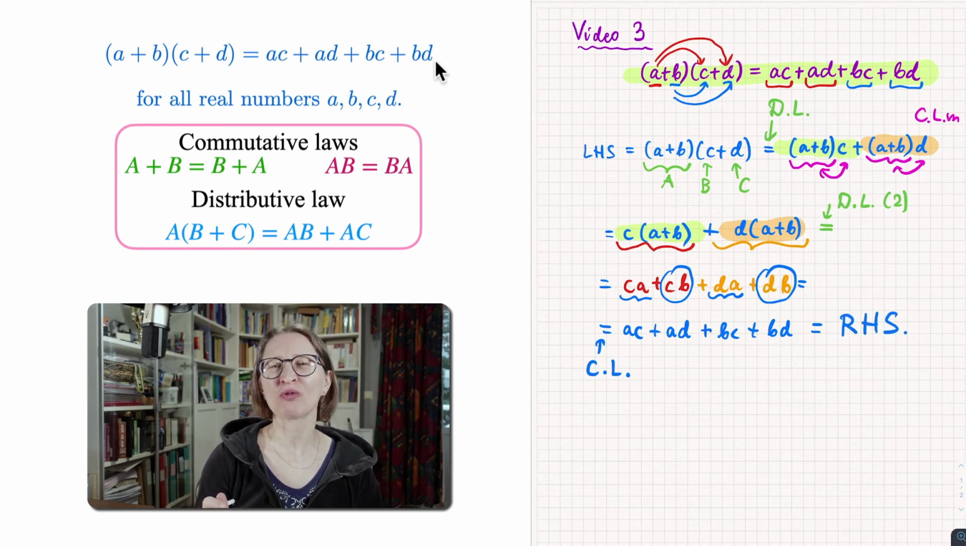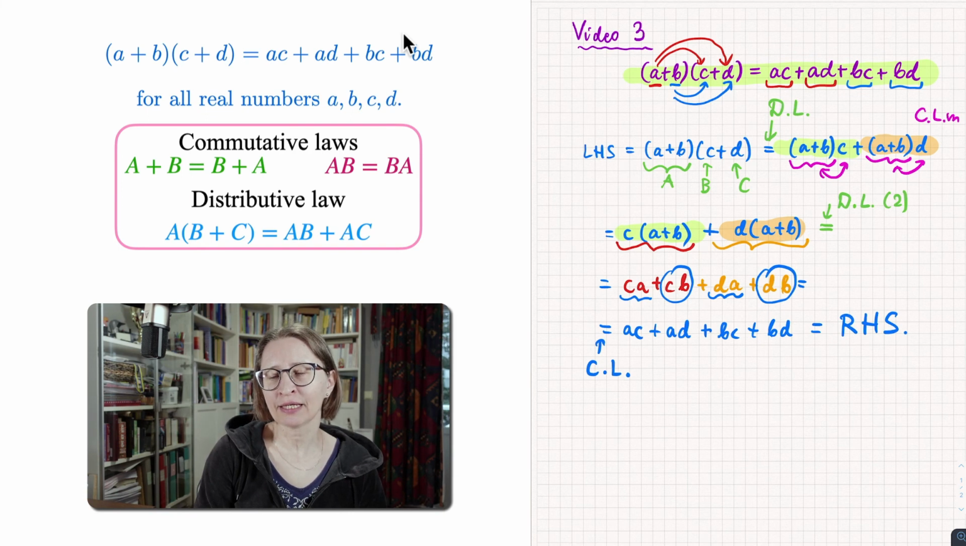So I have shown that my left hand side of the formula is equal to my right hand side, and this can be repeated for all numbers A, B, C and D, because well, I didn't use specific numbers, I just proved this formula generally.